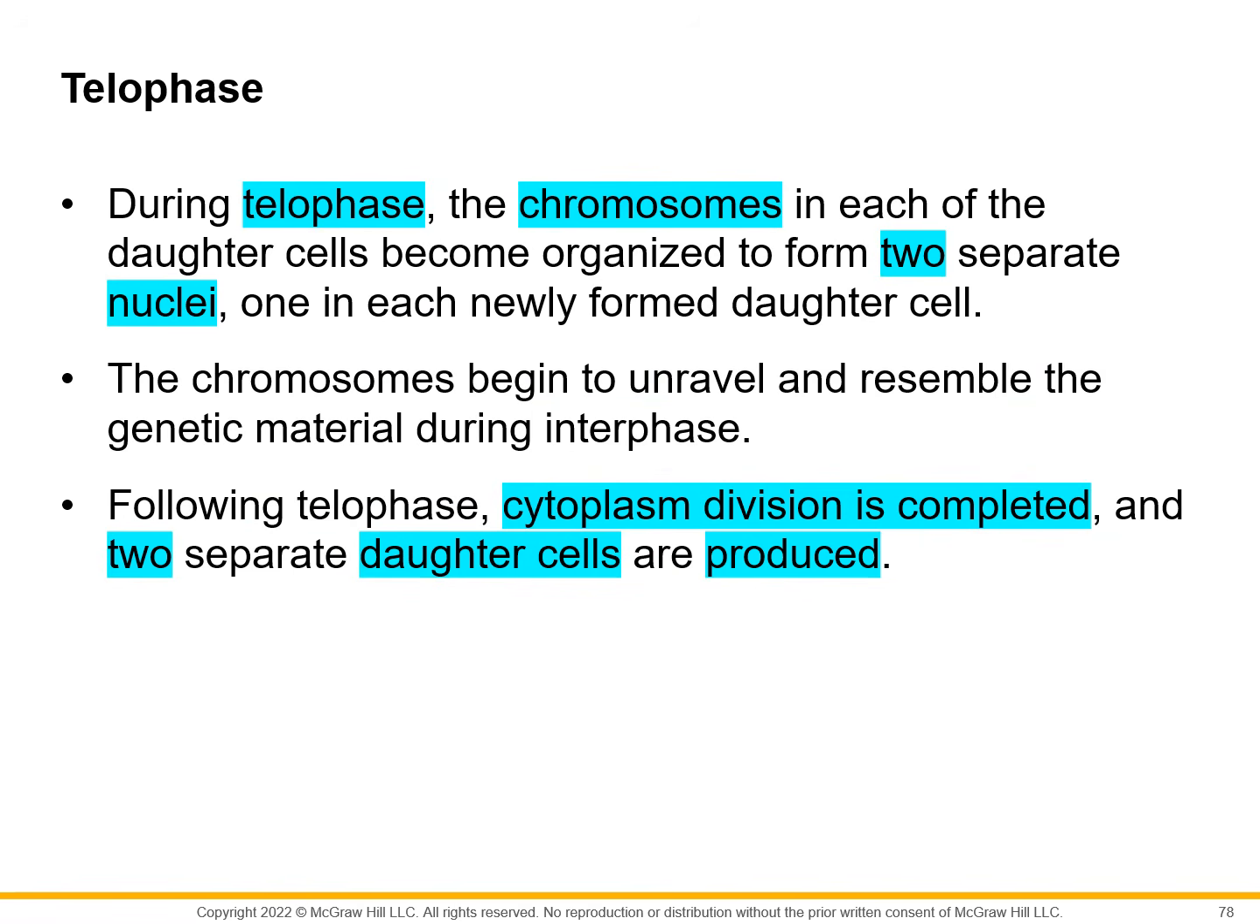Next is the telophase. So during the telophase, the chromosomes in each of the daughter cells would become organized to form 2 separate nuclei. Alright, ulitin po natin, sa telophase, nakikreate na yung nuclei nung dalawang magiging bagong cell. So following the telophase, cytoplasm division is also completed, and the 2 separate daughter cells are now produced. So basically, sa telophase po, no, na-organize na o nagkaroon na ng sarili nilang nucleus yung bawat isang cell, and yung mismong cytoplasm ay nahati na rin po sa dalawa.